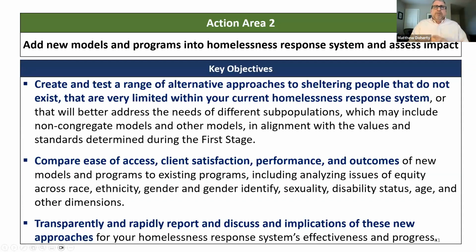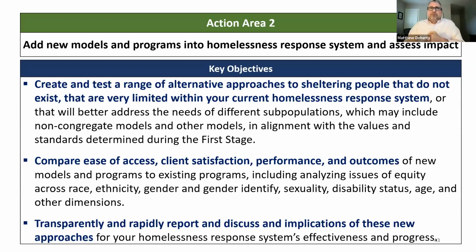So we're going to delve a little more deeply into action area 2, which is around adding new programs. Here you want to create and test a range of alternative approaches, things that either don't exist or are just very small pilots within your system, and that you think have the promise of providing better services and better achieving the values and standards you're seeking. You want to be very thoughtful about comparing the ease of access, client satisfaction, performance and outcomes of new models and programs to existing programs.